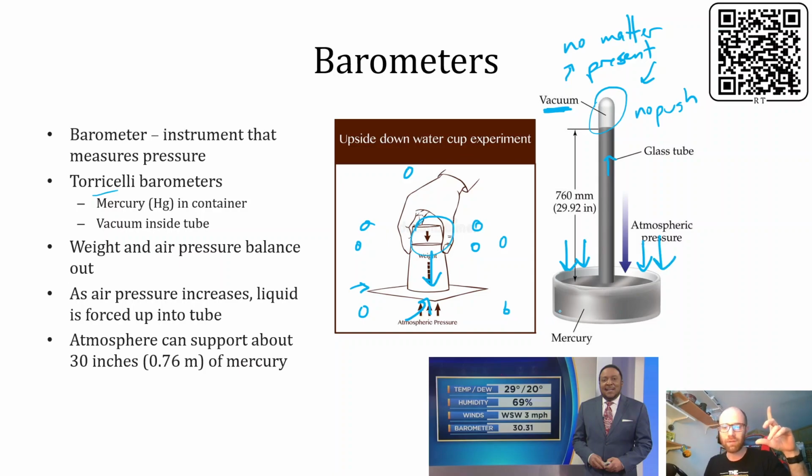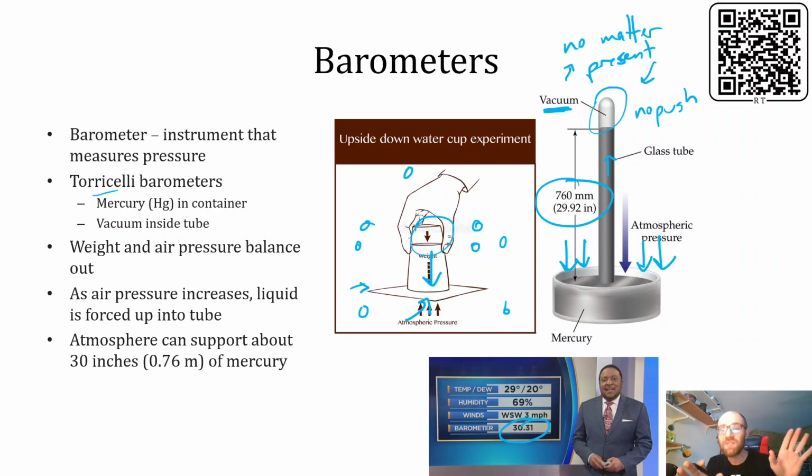And then as pressure decreases, if we have lower pressure, then there's less pushing, and then the mercury will sink. So the height of that mercury column can be directly related. That's what we report when you're watching the news and they say the barometer is rising and it's 30.31. What they mean to say is it's 30.31 inches. The amount of mercury that can be suspended by atmosphere on average is about 760 millimeters, or 29.92 inches, about 30 inches. So like if you can picture a yardstick.